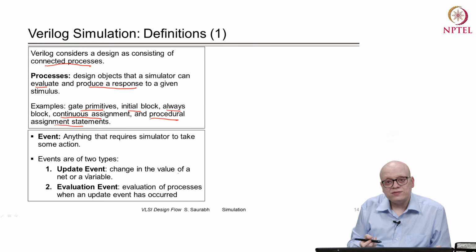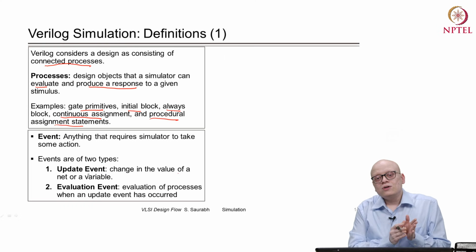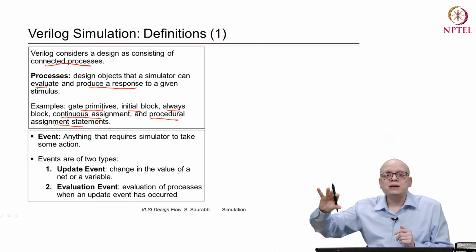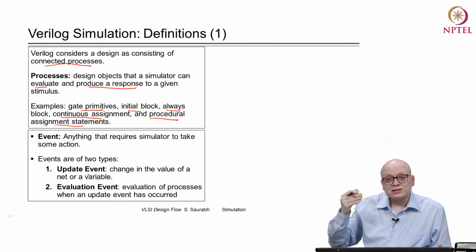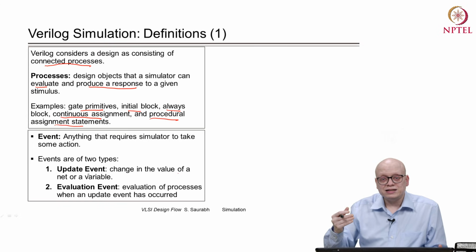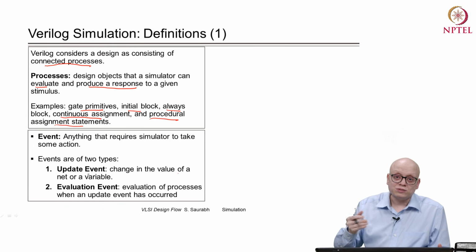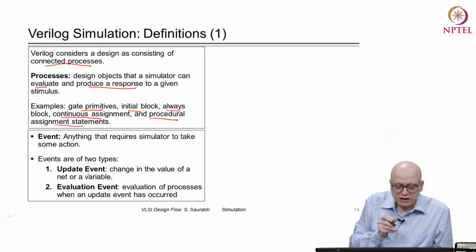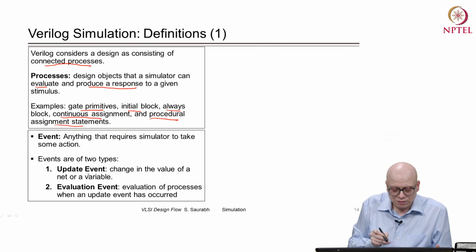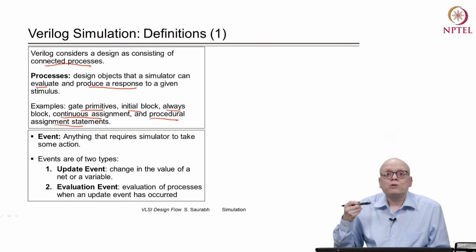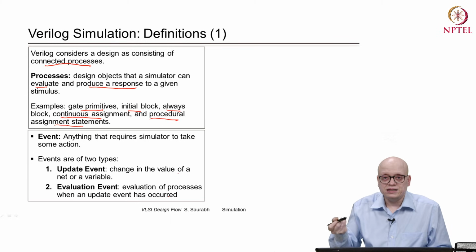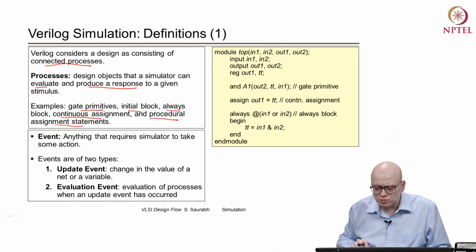Whenever an update event happens, some other processes can be sensitive to this update event. Whenever other processes are sensitive to an update event, then the simulator needs to evaluate that process. So evaluation of processes is required when an update event has occurred for the processes which are sensitive to that update event. Now, let us look into an example.